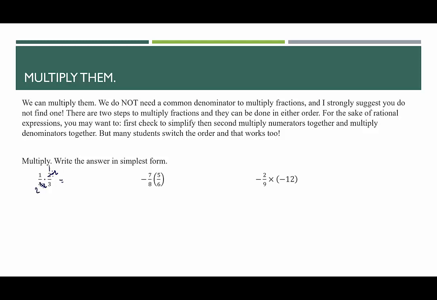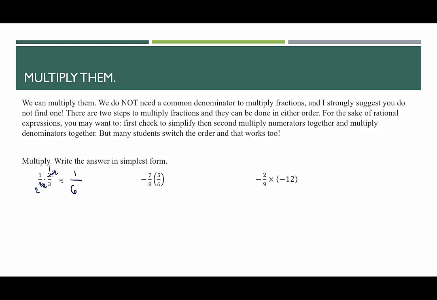Now we're dealing with the navy 1 and the navy 2, and the 1 and the 3. Because the numerator is all 1s, we can't simplify any further. In the numerator, 1 times 1 is 1, and in the denominator, 2 times 3 is 6. And our final answer here is 1/6.